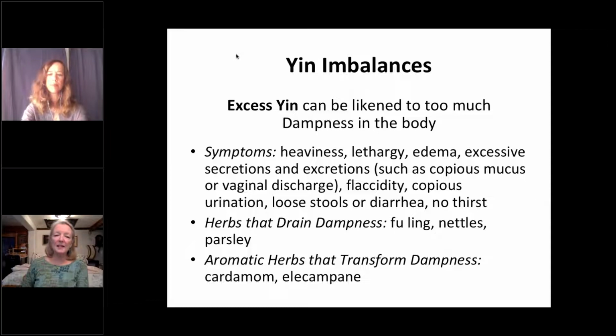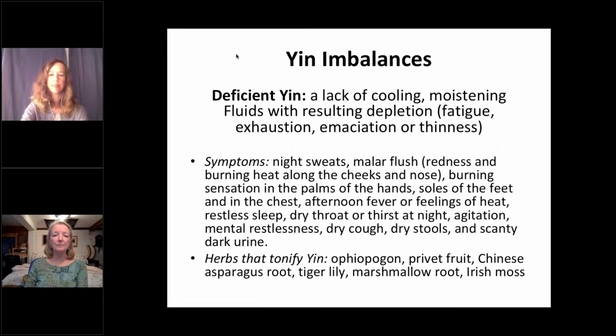You use herbs that drain dampness, so diuretics are one of the categories of herbs used here. And as I had earlier, I can't remember which category we had it in now, but the aromatic herbs that transform dampness, oh, that was under dampness, duh. So cardamom, elecampane are two great examples here. Elecampane is a fabulous herb for transforming dampness, for clearing phlegm from the lungs, and it gives you energy at the same time. It's an amazing herb.